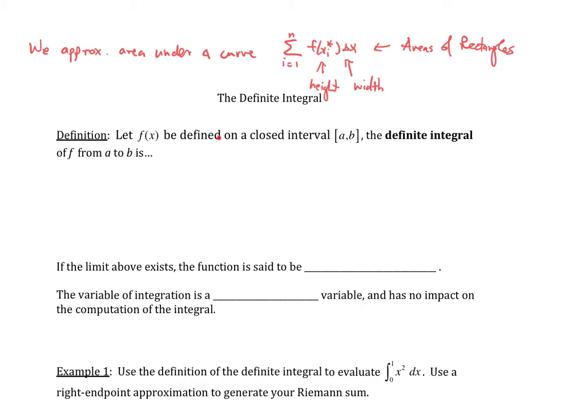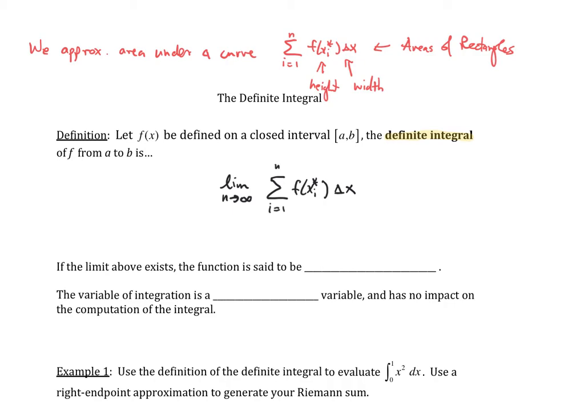So let f of x be defined on a closed interval. The definite integral of f from a to b is, leave a little bit of room on the left, and let's first write our Riemann sum in the middle over here. So we've got the sum as i goes from 1 to n of f of xi star times delta x, okay? And what we're going to do is take a limit. We're going to take a limit as n goes to infinity.